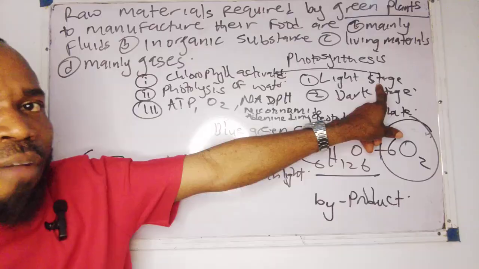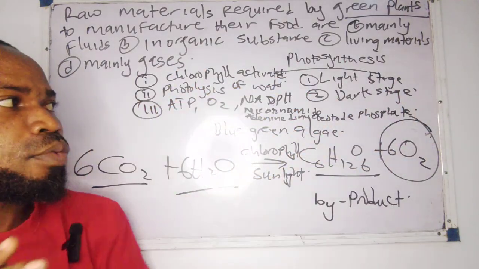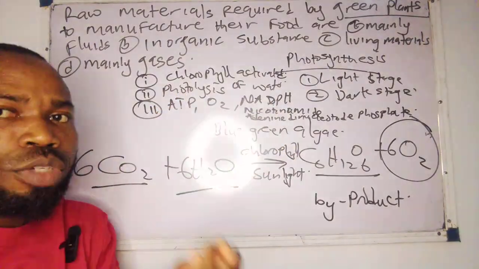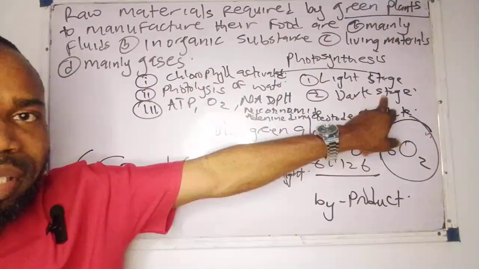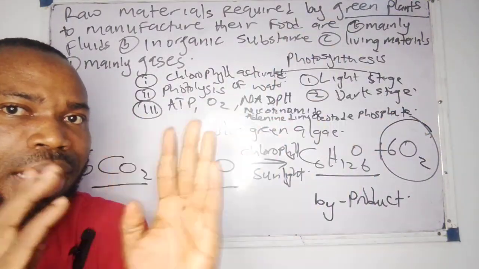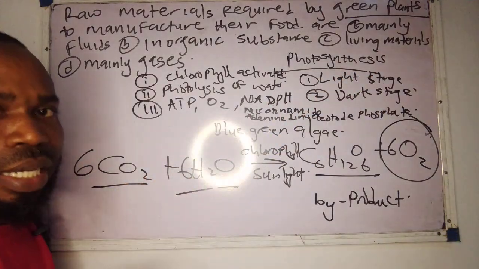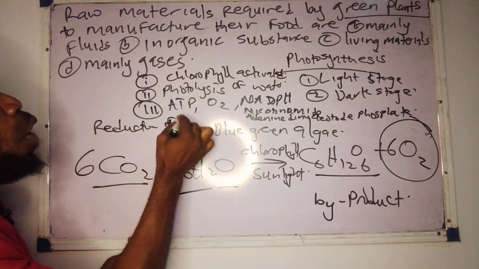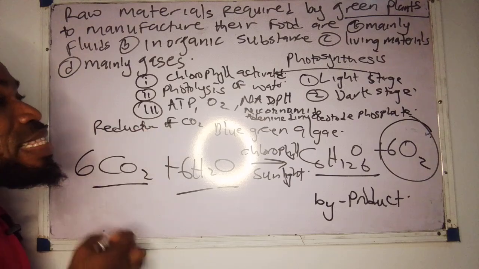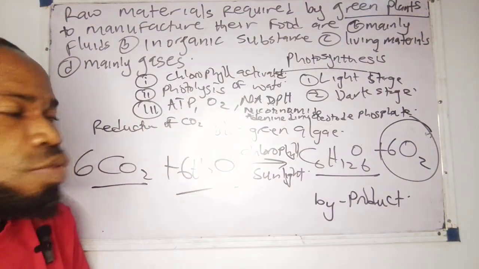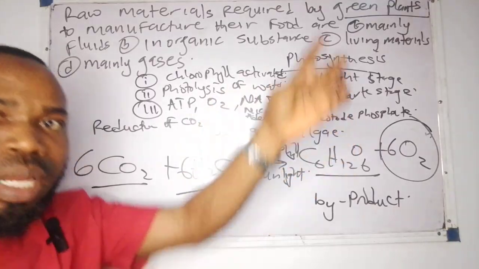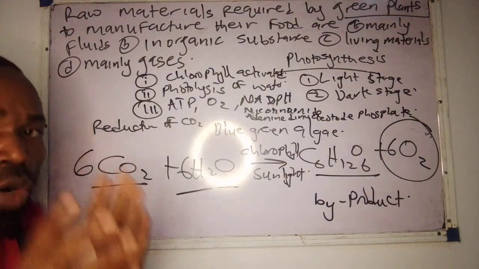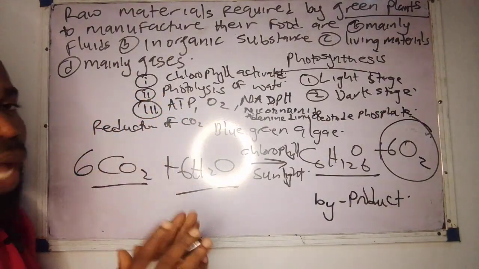After these molecules have been formed from the light stage, this ATP and this NADPH are now channeled into the dark stage of photosynthesis. I know I made the video too long, so let us quickly break it down. What happens in the dark stage? During the dark stage, reduction of carbon dioxide occurs. Carbon dioxide is reduced by hydrogen, which has been formed from the light stage. This molecule carries the hydrogen. So, during the dark stage, reduction of carbon dioxide occurs.